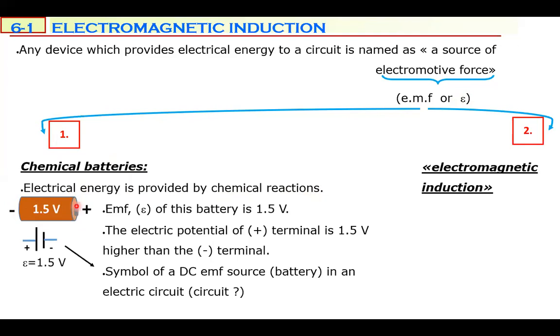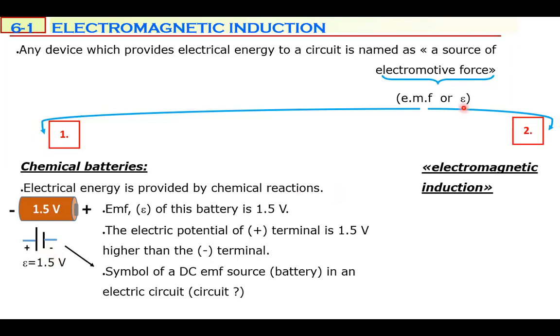On the surface of the battery is written what the EMF value is, what the potential difference of this battery is, for example, 1.5 volt. This 1.5 volt means terminals of the battery: one terminal is positive, the other terminal is negative, and the positive terminal is 1.5 volt higher in potential than the negative terminal. And this battery is represented like this. One terminal is positive, which is higher potential. The other terminal is negative, which is lower potential. And the potential difference between these two terminals is 1.5 volt. This is the symbol of a DC EMF source, DC battery, direct current in an electrical circuit.